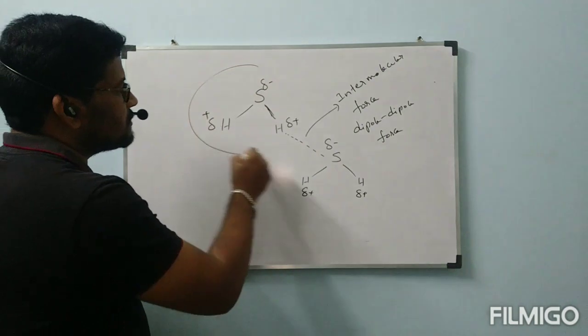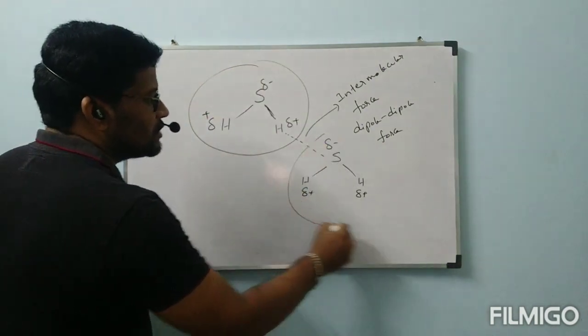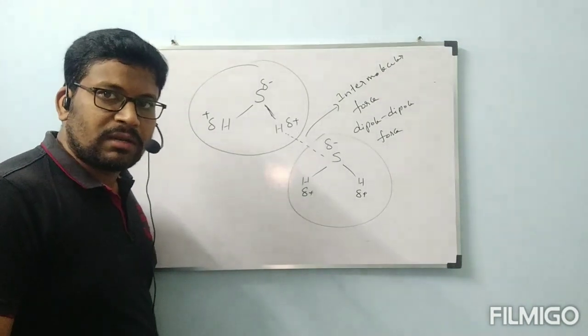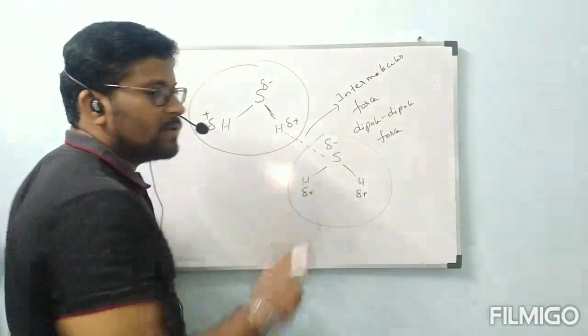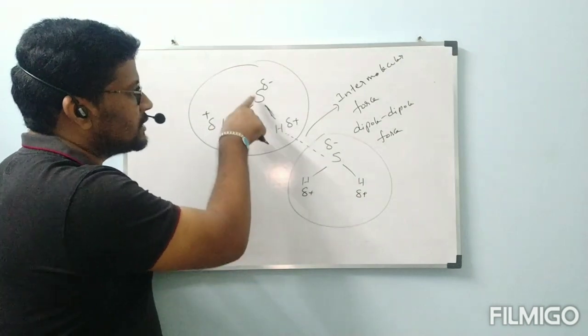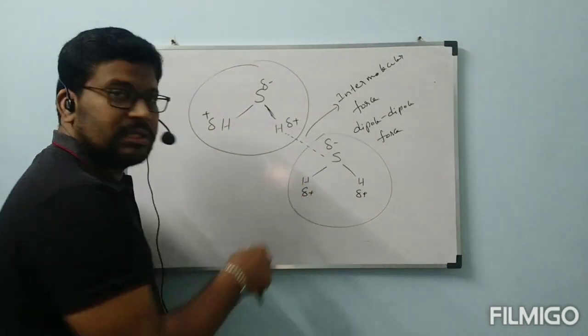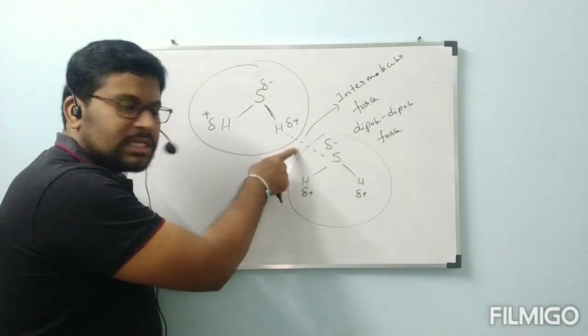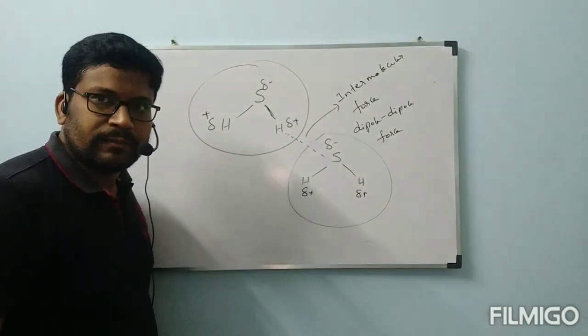This is an H2S molecule. This is another H2S molecule. Between two H2S molecules, we have an intermolecular force, that is the dipole-dipole force. Dipole means two charges. This is also two charges. Between one dipole and another dipole, we have the type of force that is called dipole-dipole force.